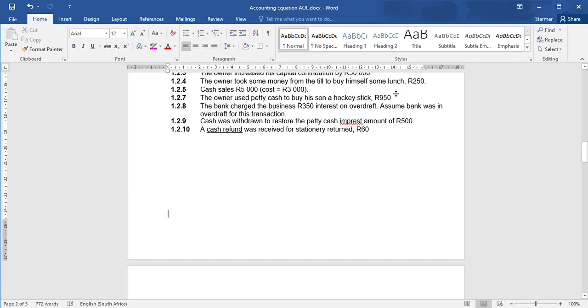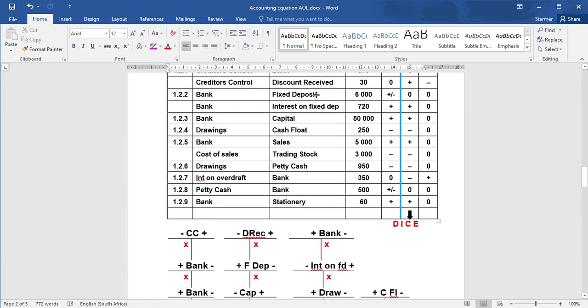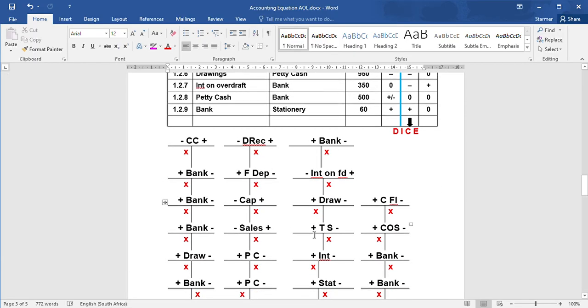Alright, and then the next one, cash sales 5,000, cost price 3,000. For this one we're going to need to use two lines, one for the 5,000 and one line for the 3,000. Alright, and you must put the accounts together correctly. The bank account will go with sales, and the trading stock and cost of sales will go together here. So bank is an asset going up, so put an X on the debit side. Sales is income, put an X on the credit side. The amount of stock left in the business is going down. Customers are taking it, so minus X rather on the minus side.